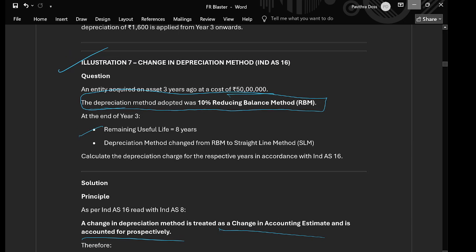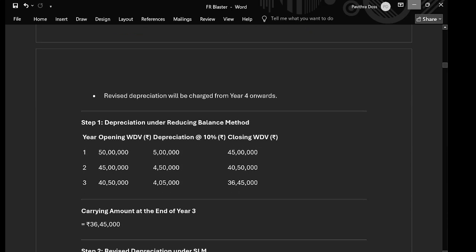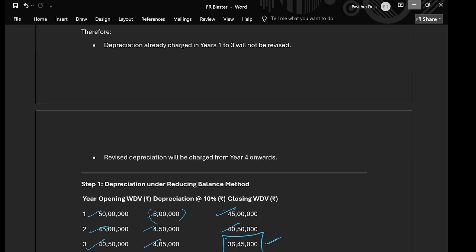So let us do the calculation. It was acquired 3 years ago for 50 lakh, with the 10% reducing balance method. So 10% of 50 lakh is 5 lakh; if we deduct it, 45 lakh. Then 10% of 45 lakh deducted gives 40 lakh 50,000. Then 10% of 40 lakh 50,000 deducted gives 36 lakh 45,000. So we are freezing it till here.